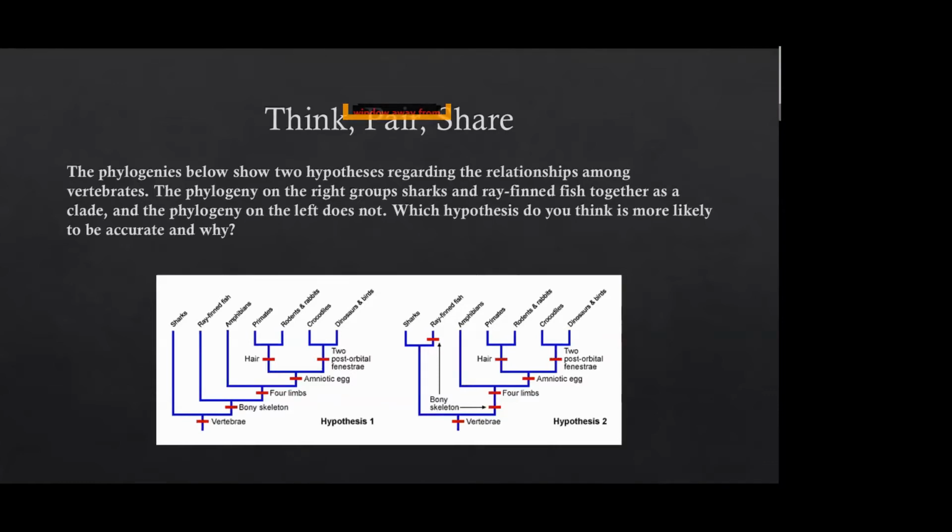I'll go. Me and Michael were in a group together, and we decided on hypothesis 1 because we remembered from when we talked about parsimony, which is the least number of changes needed to get to that evolution. When we looked at both of the phylogenetic trees, we saw that hypothesis 2 had the bony skeleton breaking off twice, so you had more changes in that one. So we decided that hypothesis 1 would probably be the more likely phylogenetic tree. Yeah, and does anyone from the other group want to add anything?